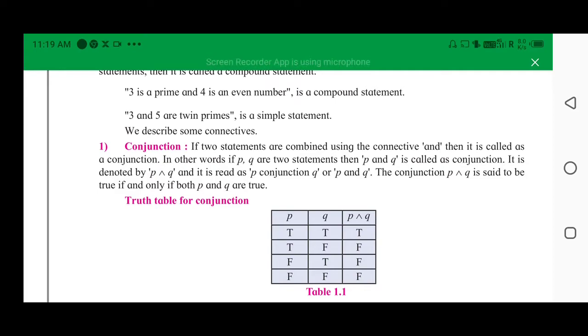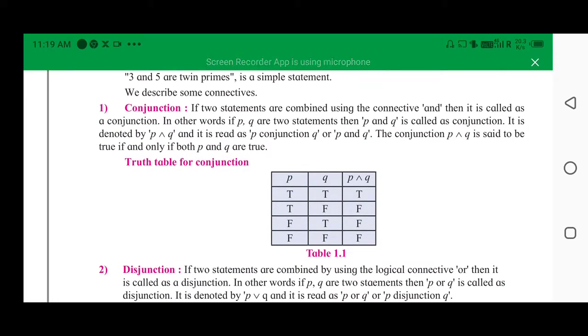The conjunction P and Q is said to be true if and only if both the statements are true. See the truth table for the conjunction. If both the statements are true, then the whole statement is true, otherwise the whole statement is false. That means if the first sentence is true and the second is false, then it is false. If the first is false and the second is true, then the whole statement is also false. If both sentences are false, then the whole statement is false.